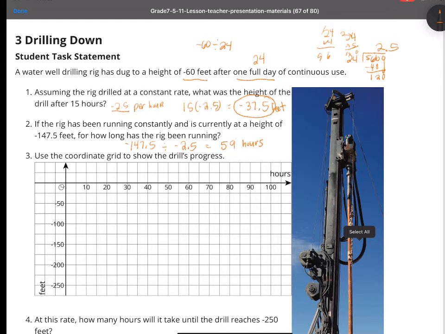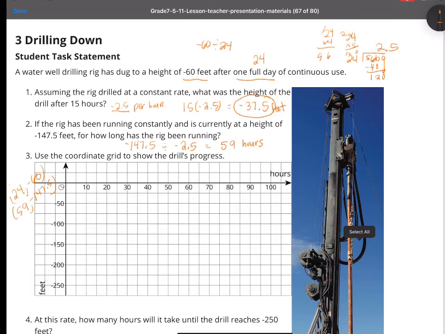Okay? So then for the third one, it wants us to plot our progress on the coordinate plane, or the coordinate grid. I'm sorry about that. So our points would be, on the x-axis is hours. So what you want to do is 24, comma, negative 60. That's the first ordered pair. And the next one would be 59, comma, negative 147 and a half feet.